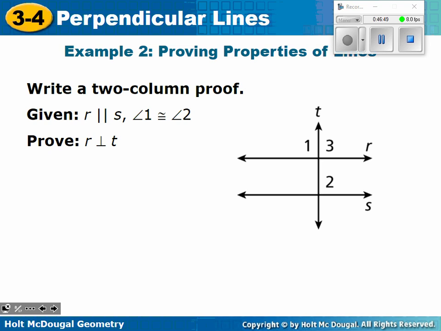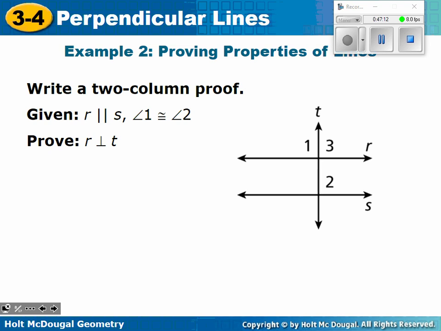First thing you're going to write down is R is parallel to S. Given. Don't forget to label statements and reasons at the top. Already there, perfect. Okay, stop right there. R is parallel to S. We are trying to prove what? R is perpendicular to T.